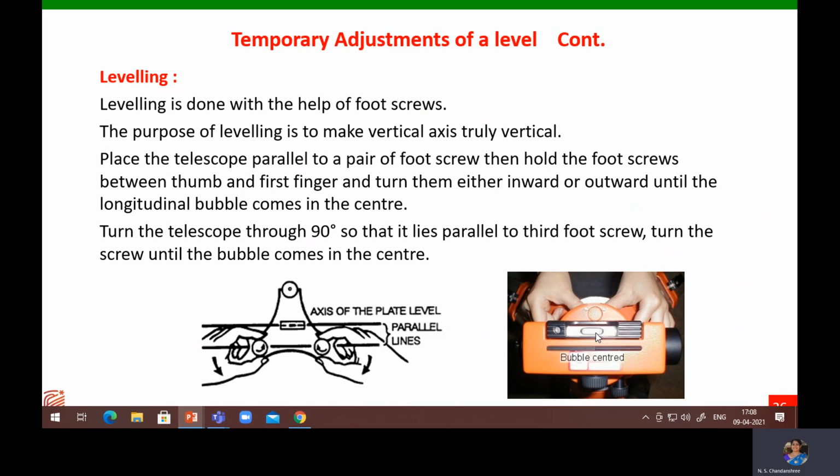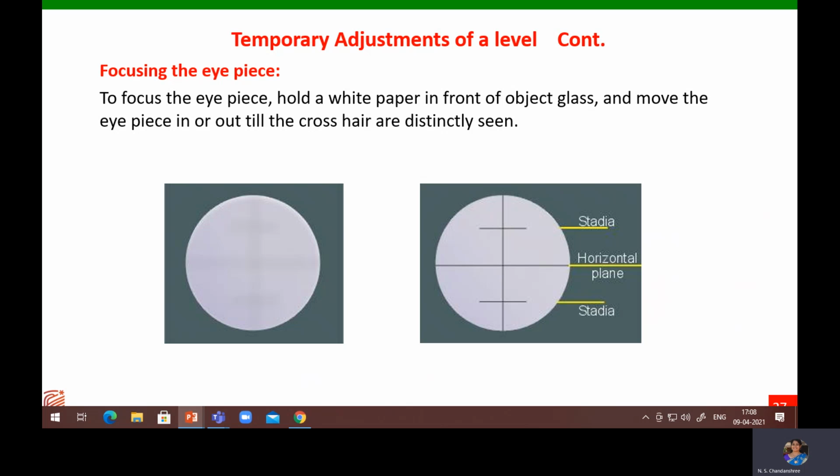Once the bubble comes to the center, change the direction of the telescope and keep it in line with the third one. Now rotate this third screw either clockwise or anti-clockwise to bring that same bubble to the center. If your bubble is in the center in all these 3 directions, then it is understood that the instrument is leveled. Once the instrument is leveled, we have to focus.